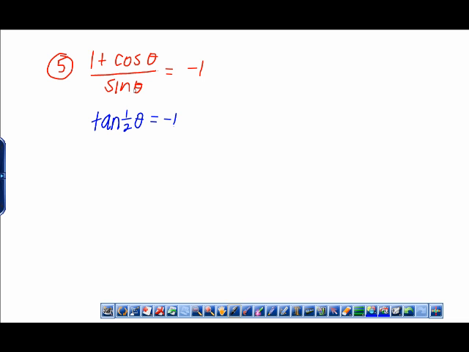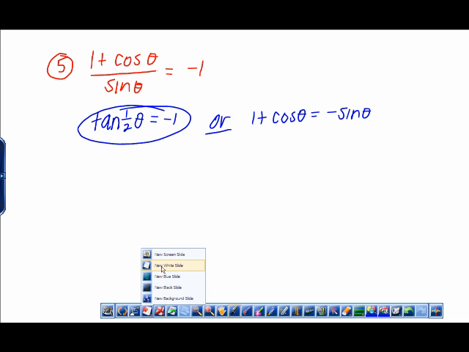You could also multiply both sides by sine theta and get 1 plus cosine theta is equal to negative sine theta. And you could get this into something that you would want to then use linear combination on. If you think about it, we have now a sine term, a cosine term, and a number. I definitely think it would be better to solve this using the half angle identity, though. Probably much easier. I'm actually not going to finish that one.